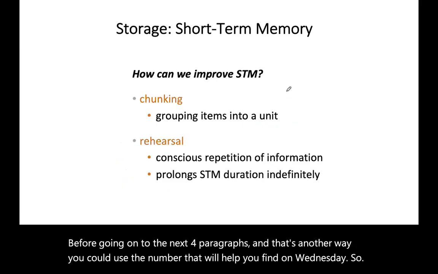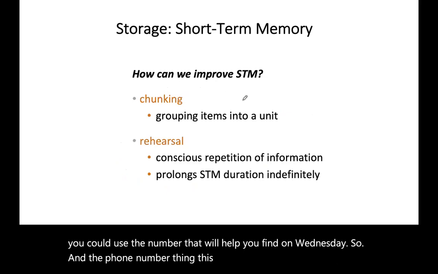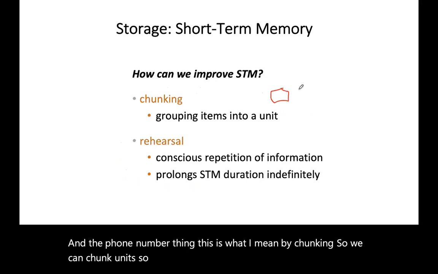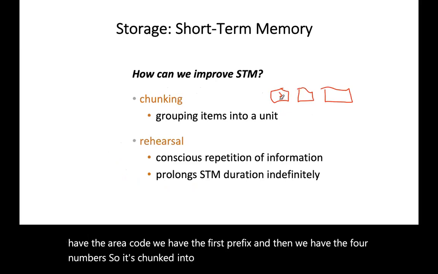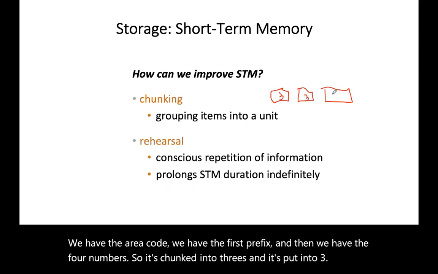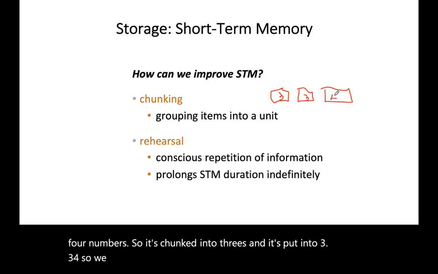And the phone number thing, this is what I mean by chunking. So we can chunk units. With the phone number, we chunk it into 3. We have the area code, we have the first prefix, and then we have the 4 numbers. So it's chunked into 3, 3, 4. So we have 3 chunks of information, which all have the capacities of 3 bits of information, okay?